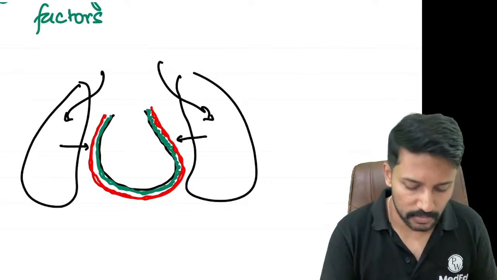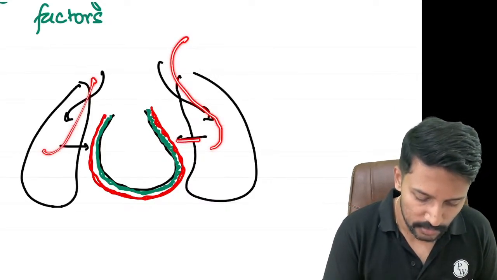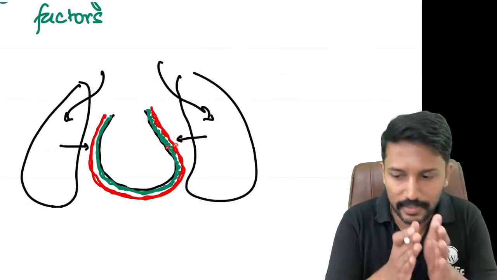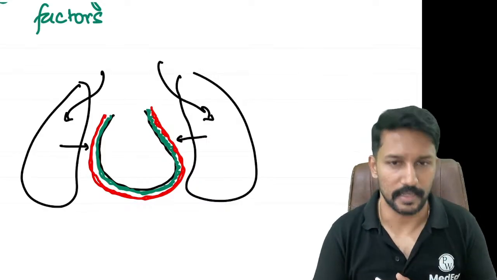During expiration, what happens? The gas is leaving the lungs, so the lungs move apart and the two layers get separated and the pain gets relieved, right?